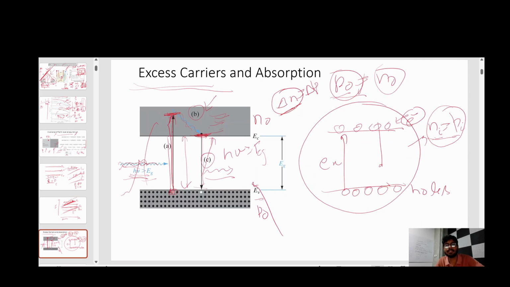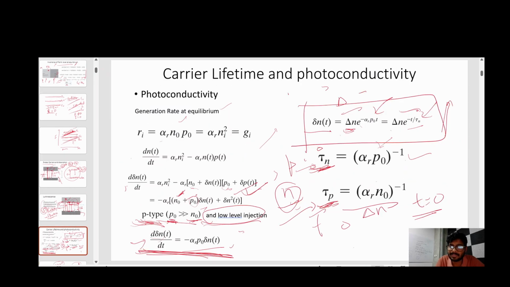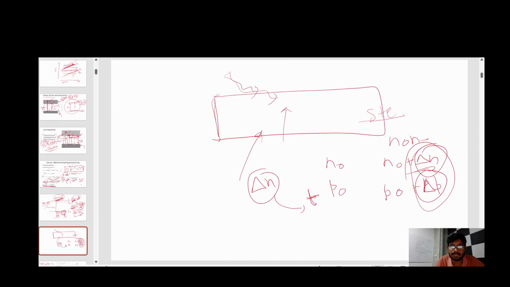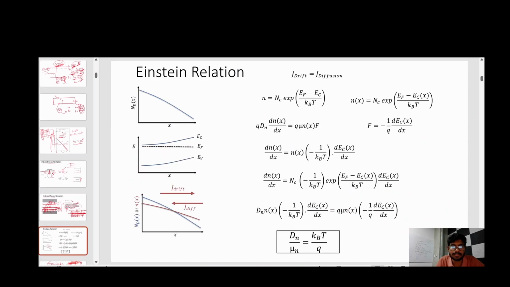This is the excess carrier absorption. This is not required. Luminescence, photoluminescence, these are gone things. Einstein relation, just remember that Dn by mu n is equal to kBT by q, and this is also equal to Dp by mu p. This is the Einstein relation.